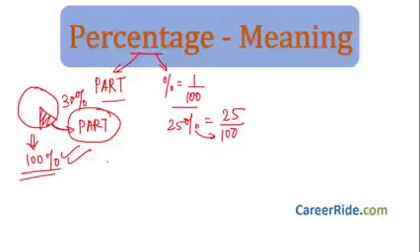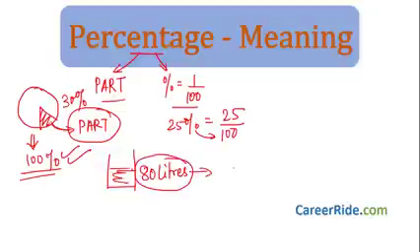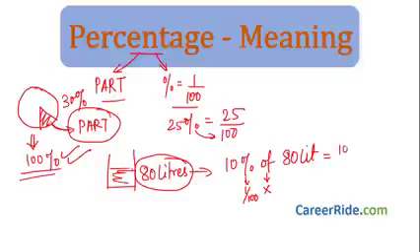For example, let us say that there is a tank and it has some water in it. The total amount of water in the tank is 80 liters. If someone says give me 10% of the water, what does that mean? The person wants 10% of 80 liters. The meaning of "of" is multiplication, and the meaning of percentage is divide by 100. So what do we get? 10 upon 100, of means multiplication, and we have 80 liters over here.